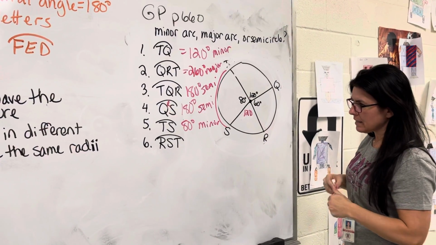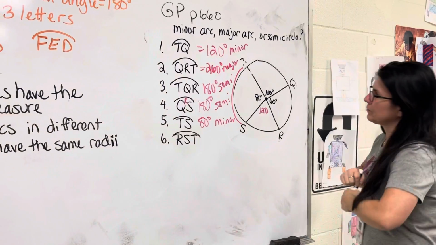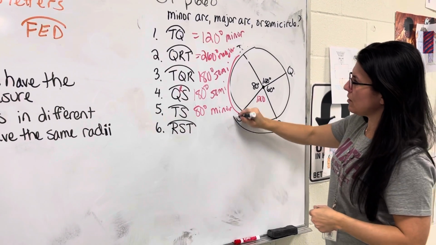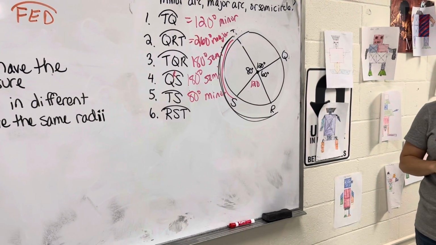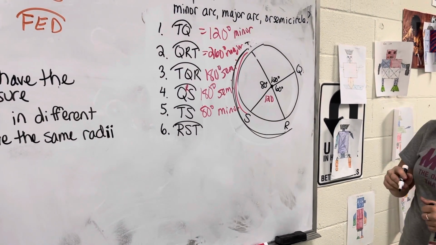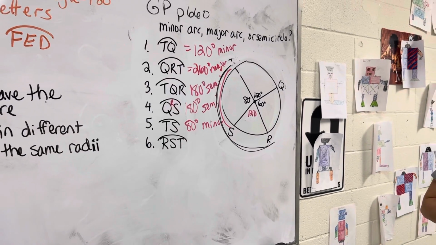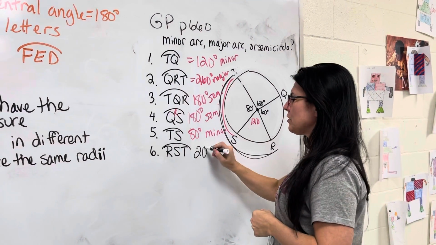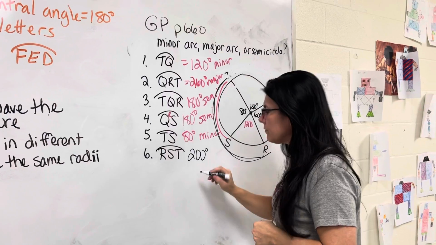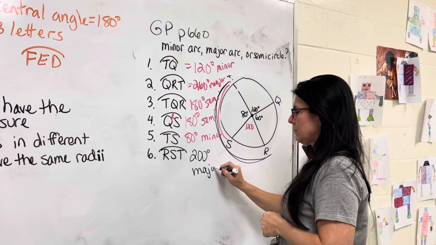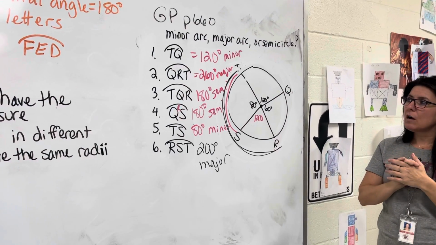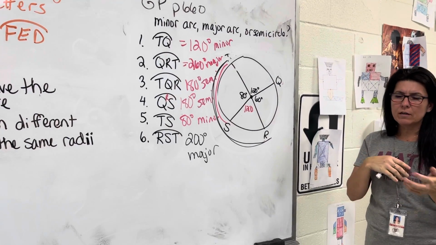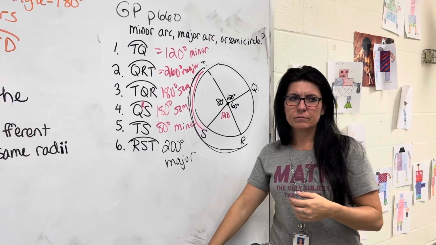And RST. That's from here all the way around to here. So what's the measurement of that one? 200. RST? Yeah, you're right. 200 degrees, major, minor, or semi? Major. Good job. So I want you to be able to recognize major, minor, semi, and be able to figure out what the arc measurements are when you're given the central angles or vice versa. Moving on to more examples.